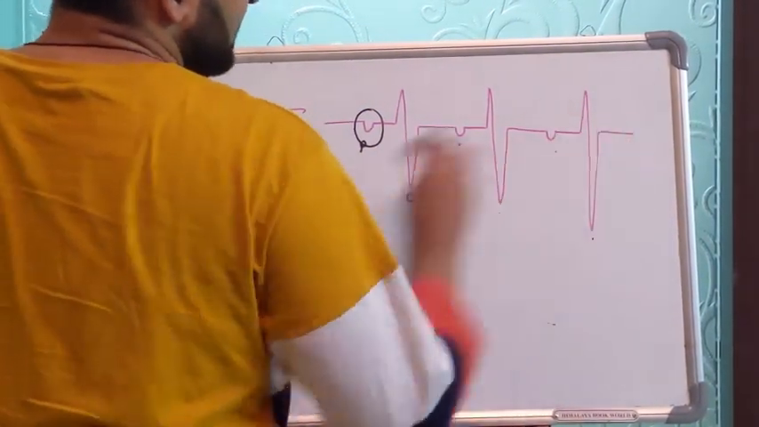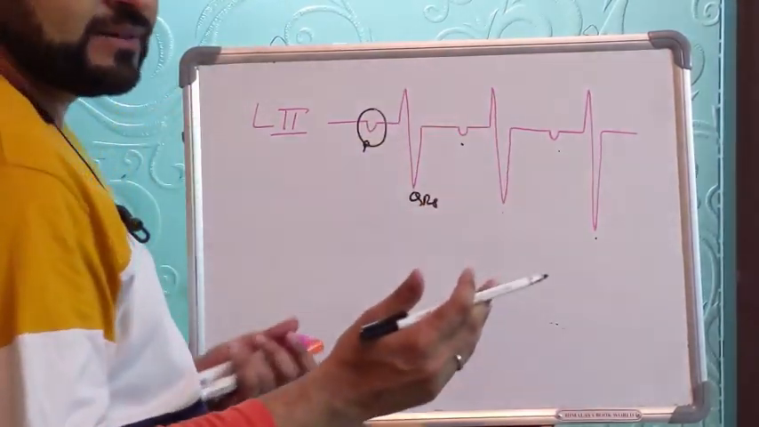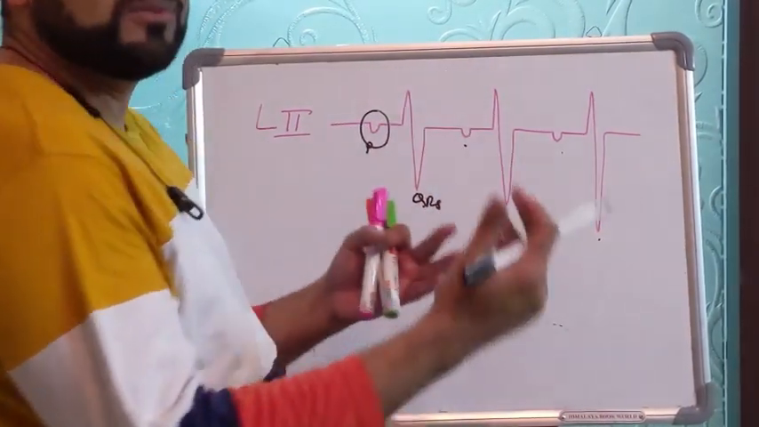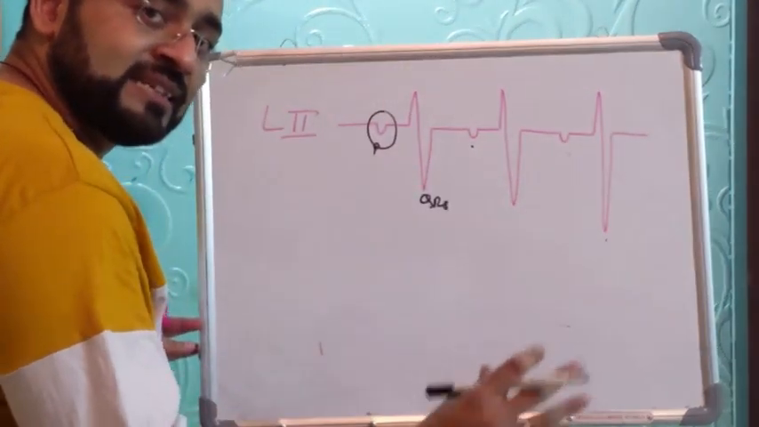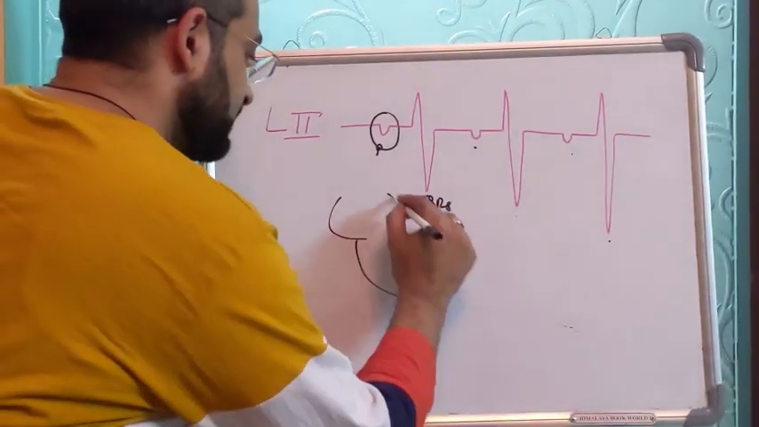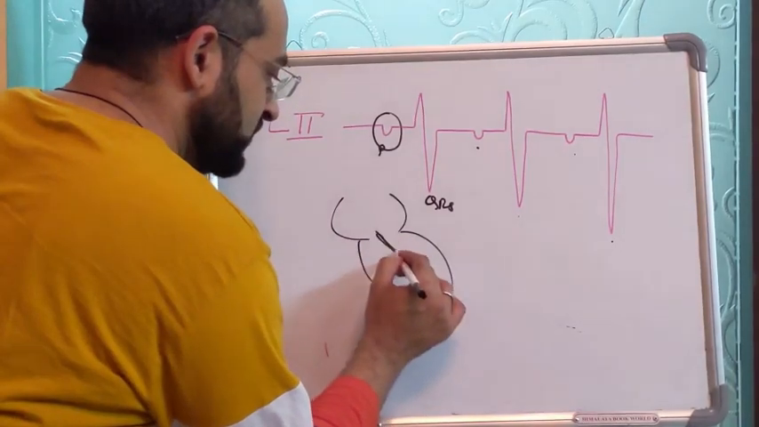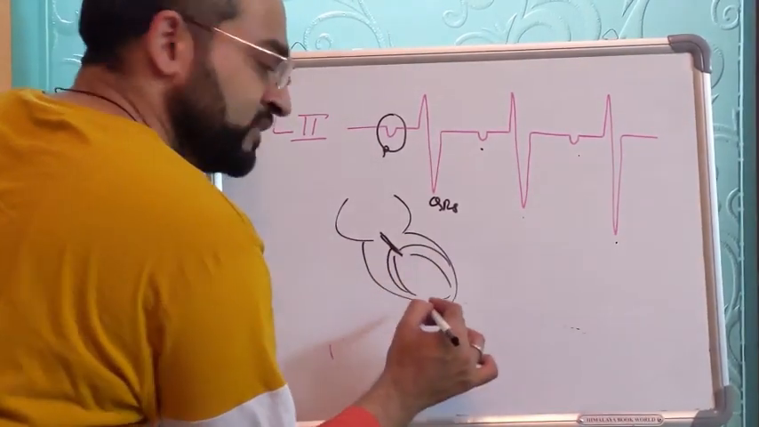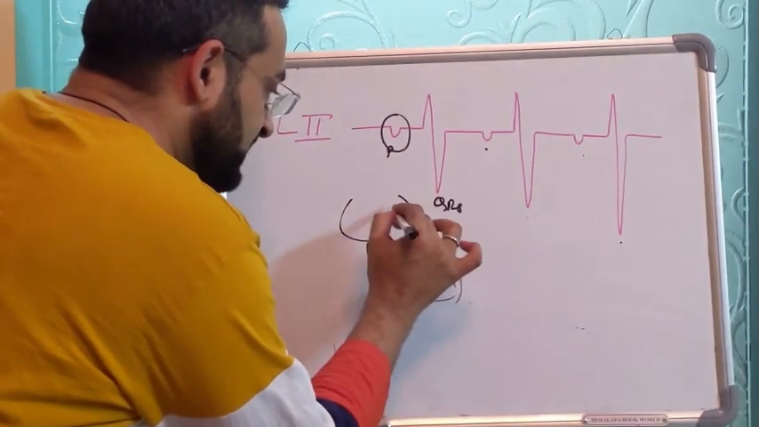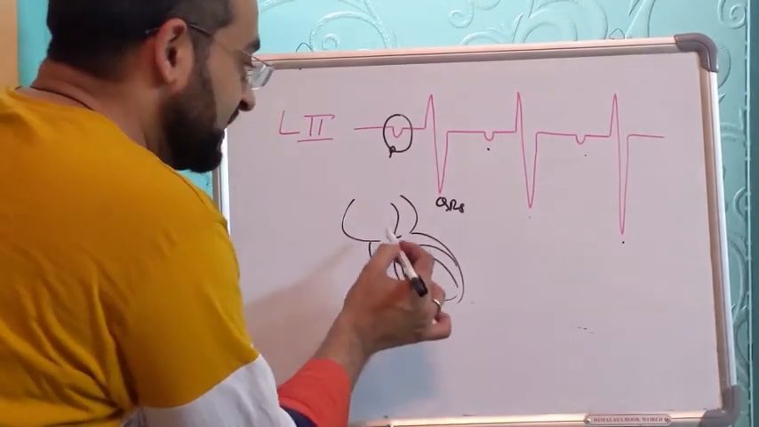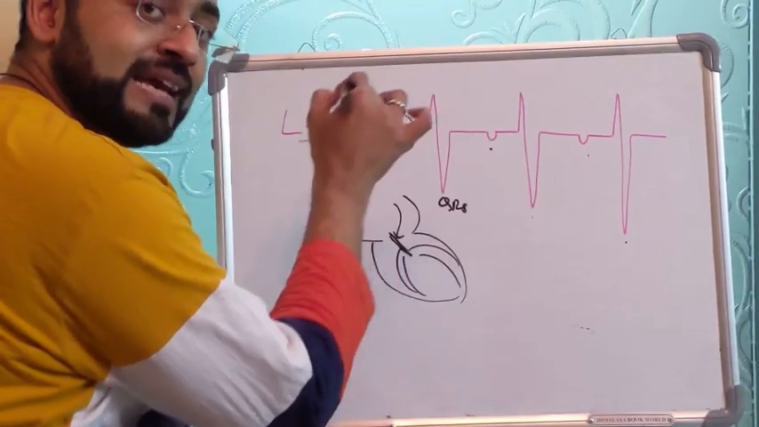So what would you call this rhythm where everything is fine, but it's just that the P is now inverted? This indicates that the rhythm is still arising from the atria. So the conduction across the AV node is okay. The conduction to the ventricles is okay. There is only one impulse which is coming from the atria, towards the AV node. But it is not coming from the SA node.